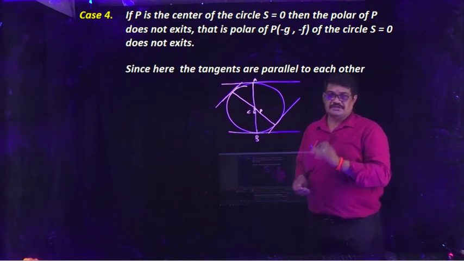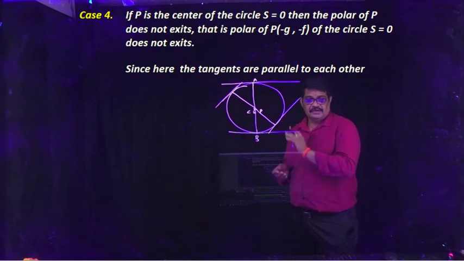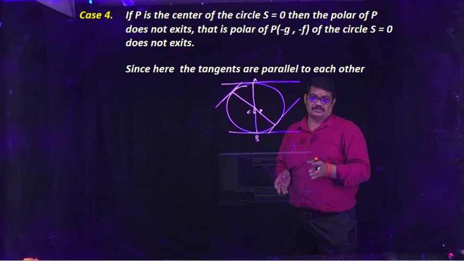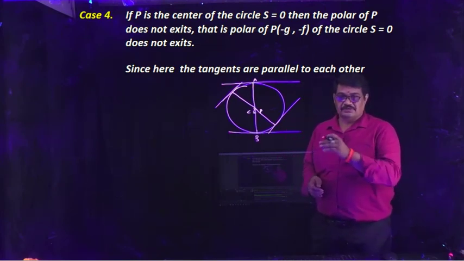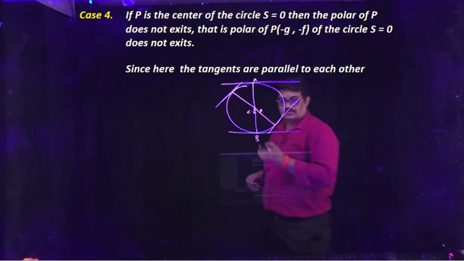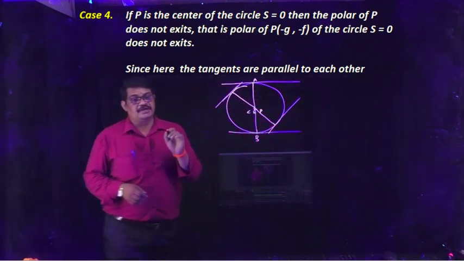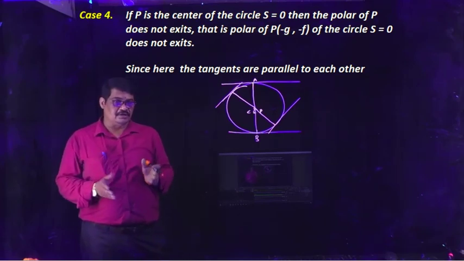So in this case, if the point is taken at the center, there is no polar. Here the polar does not exist. Okay, so this is the fourth case. What is the fourth case? If we take the point P at the center of the circle, the polar does not exist.